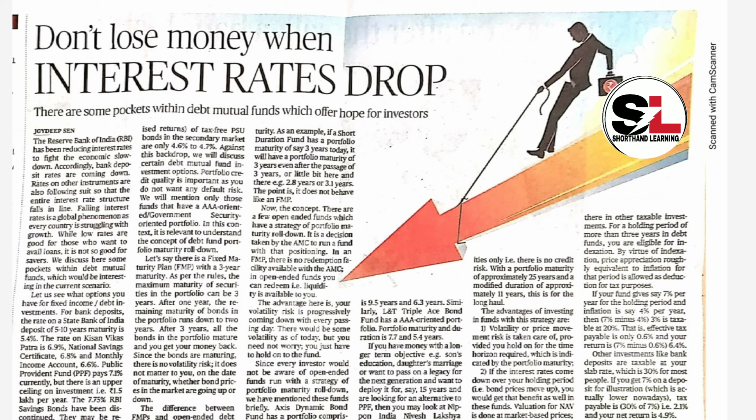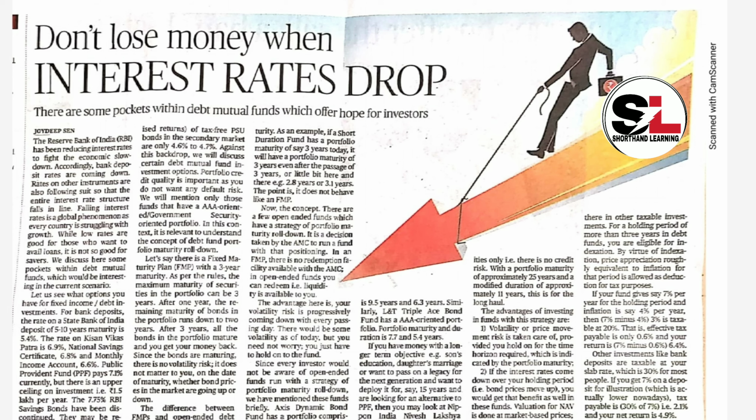We discuss here some pockets within debt mutual funds which would be interesting in the current scenario. Let us see what options you have for fixed income or debt investments. For bank deposits, the rate on a State Bank of India deposit of 5 to 10 years maturity is 5.4%. The rate on Kisan Vikas Patra is 6.9%, National Savings Certificate 6.8%, and monthly income account 6.6%.